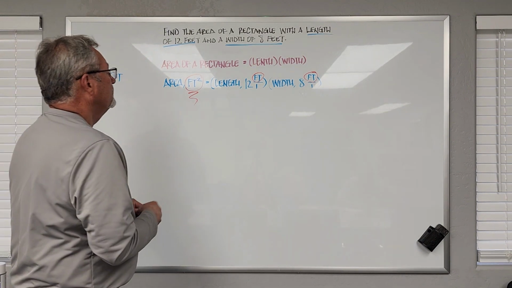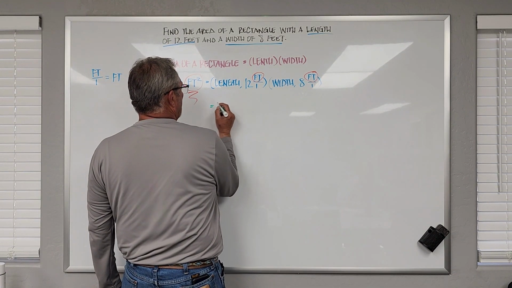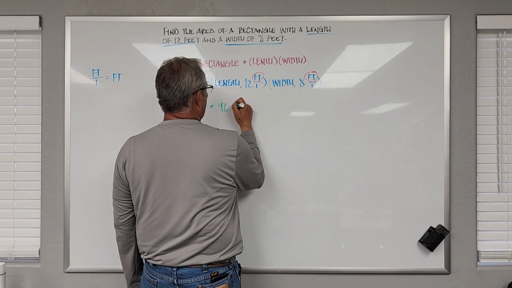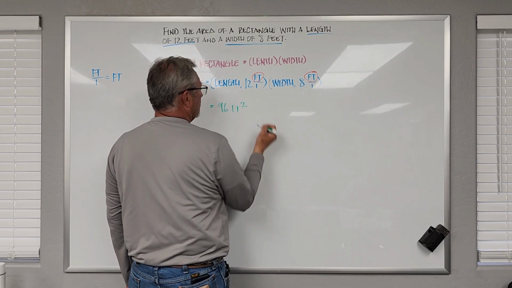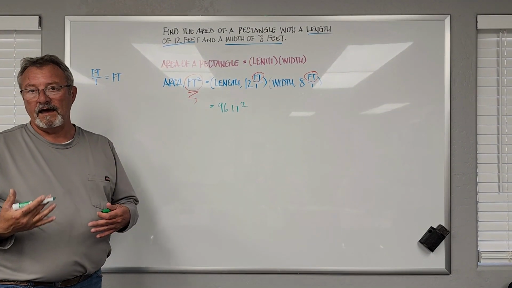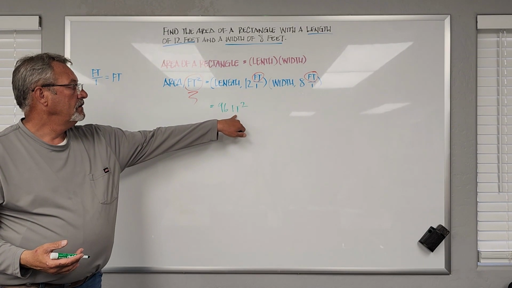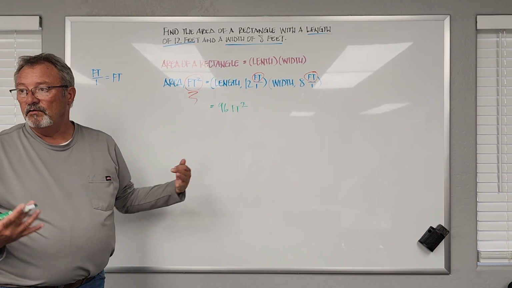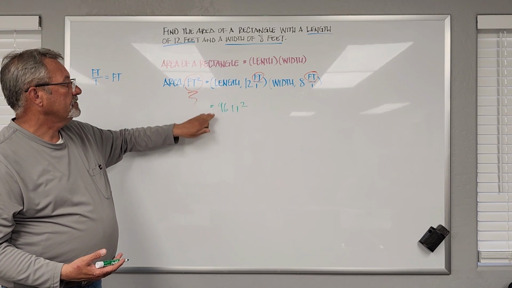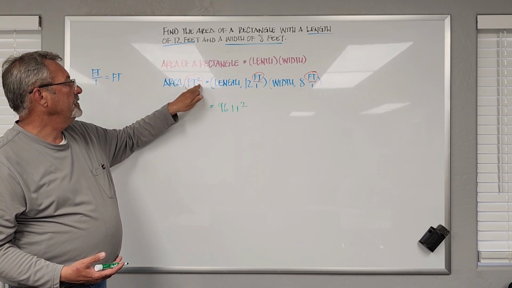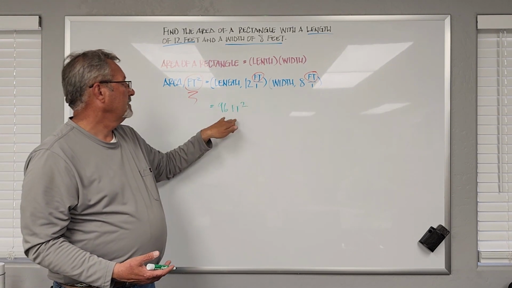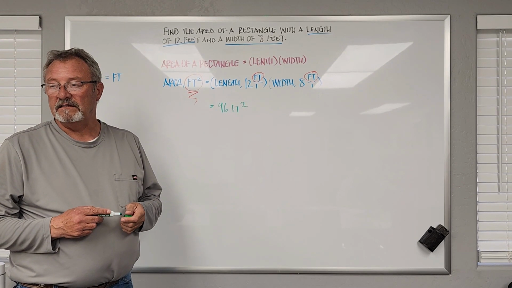And the correct answer is going to be 96 feet squared. 96 square feet. You want to get in the habit of being able to verbalize the unit of measure that you're working with, especially when you're trying to solve, right? So you know it's going to be in square footage. You're going to multiply 12 feet times 8 feet. It's going to give you 96 square feet.